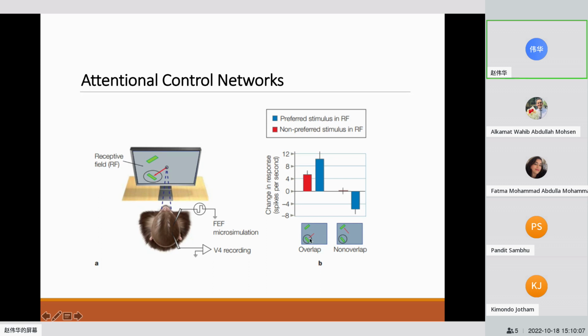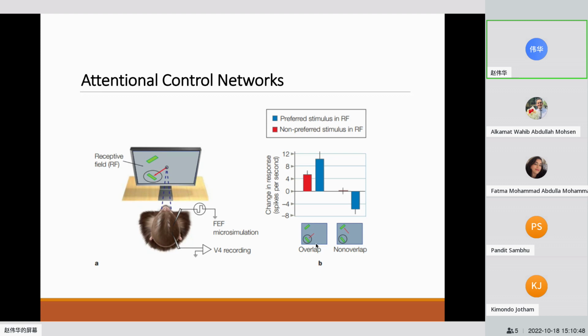So there are two conditions. In one, the stimulus appears at the receptive field, but the other is outside of the receptive field. They compared these two conditions. Under the overlap, or attended, condition, the response characteristics of the V4 neuron increased in comparison to the non-overlap condition.